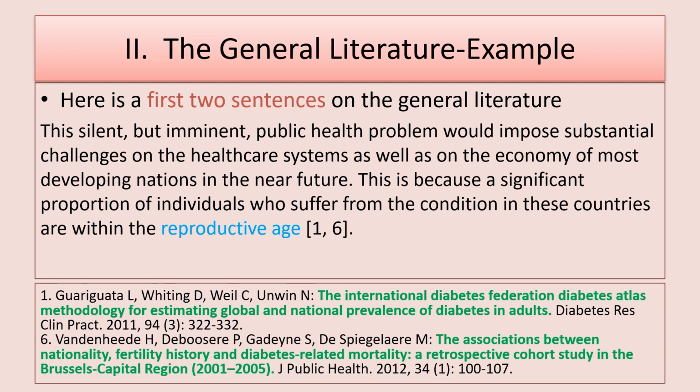The general literature example. Here are the first two sentences of the general literature. This silent but imminent public health problem would impose substantial challenges on the healthcare system as well as on the economy of most developing nations in the near future. This is because a significant proportion of individuals who suffer from the condition in these countries are within the reproductive age.